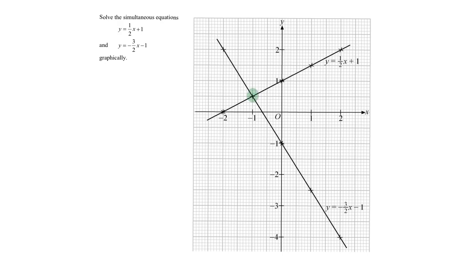And we all know that the solution for a pair of simultaneous equations is where the intersection of the lines is. So in this case here, x will be -1, so x equals -1, and at this point here, y is 0.5. And that is for this particular case.